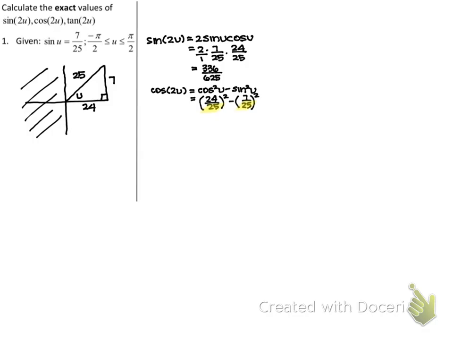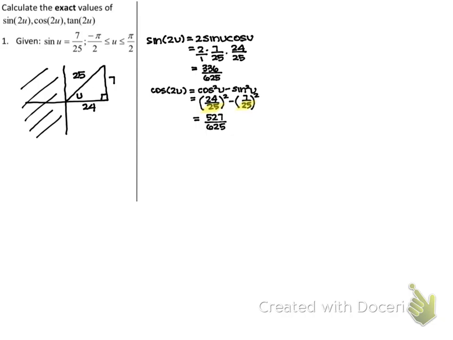Whereas if you did one of the other versions, like 1 minus 2 sine squared u, you'd have that 1 where you'd have to get a common denominator and then subtract. I'm not saying it's difficult or impossible, but as far as I'm concerned, it's one extra thing I would have to do. So I'm a big fan of using cosine squared minus sine squared. It's the one I lean pretty heavily on. If I type that in and do the math, I get 527 over 625.